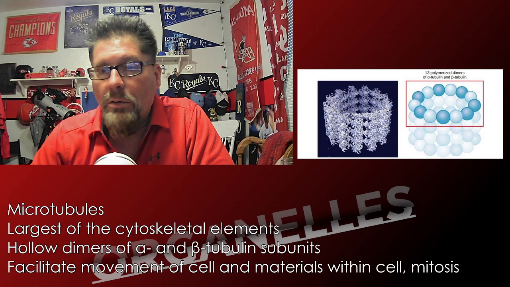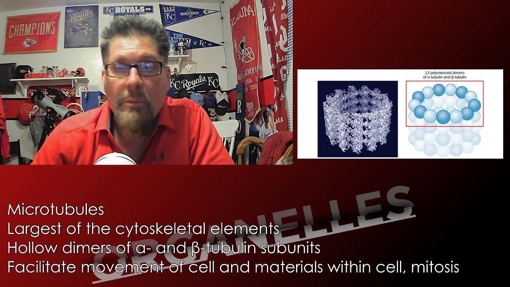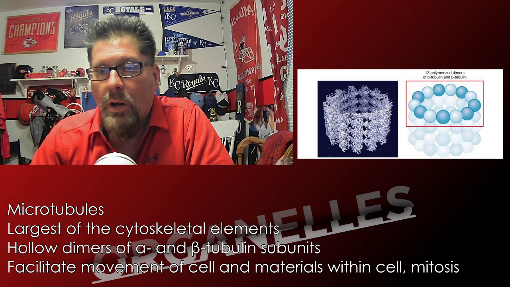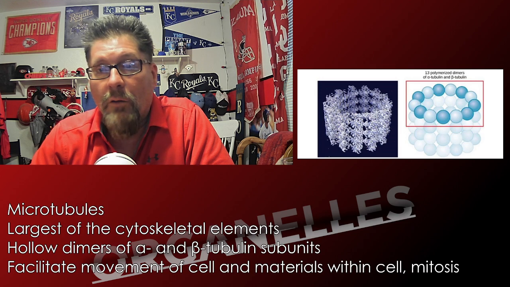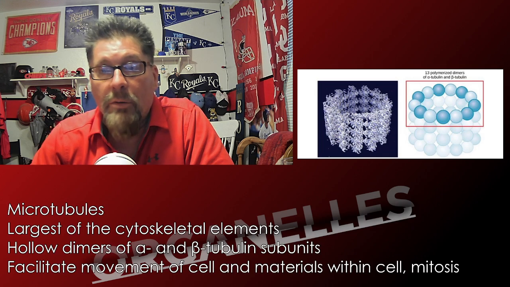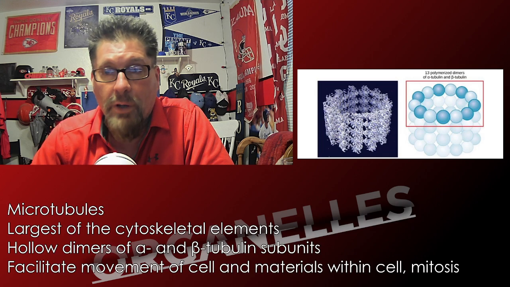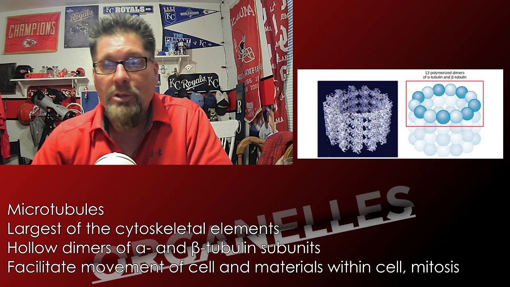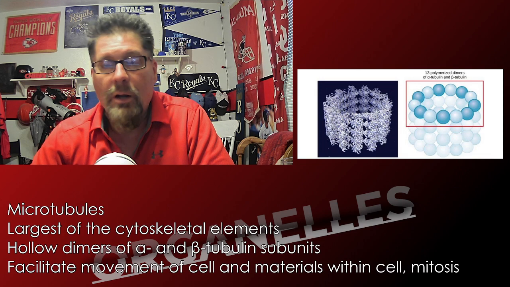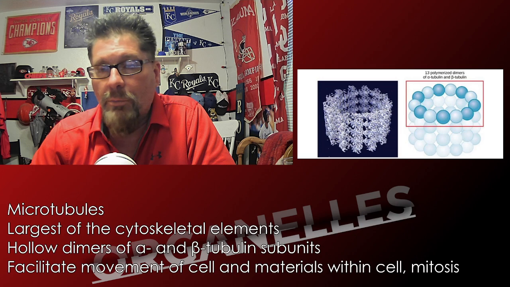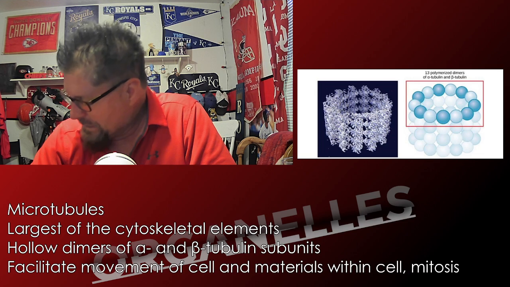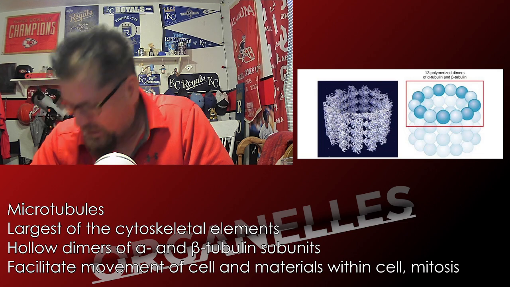Again, hollow. Okay, kind of a combination of A and B tubules in the subunit. That's not super important, but they're the largest of the cytoskeleton, and they do help with movement. They certainly help with materials being moved within the cell, part of that mitosis. When you look at prophase, metaphase, anaphase, telophase, you'll see the centrosome with the poles and those long tubes that are used to pull the chromosomes. Those are the microtubules.